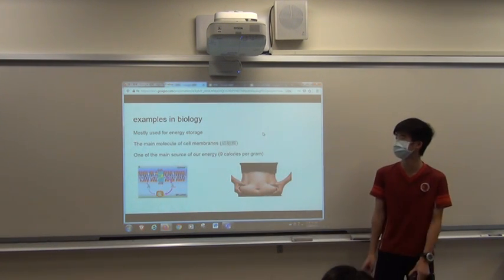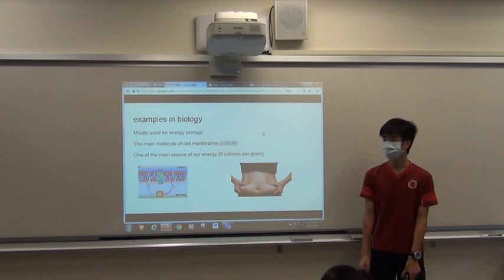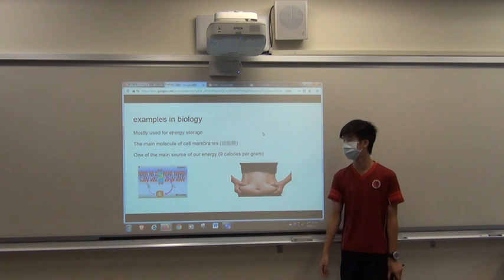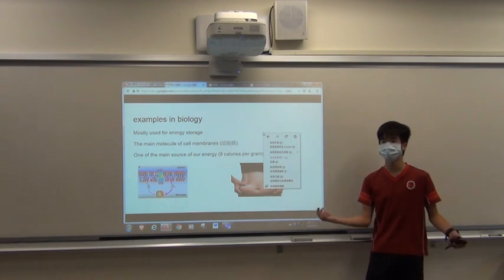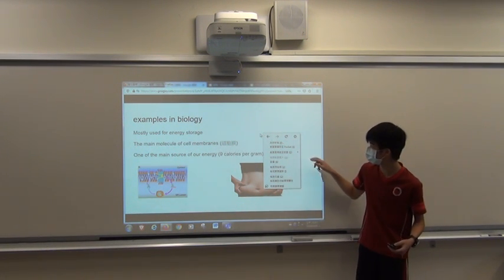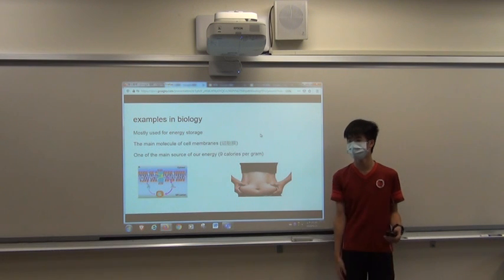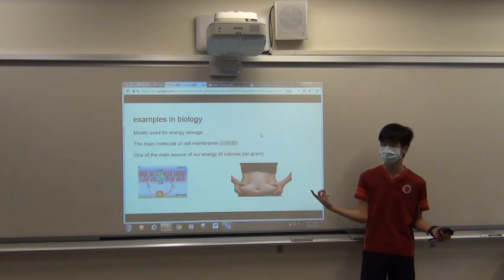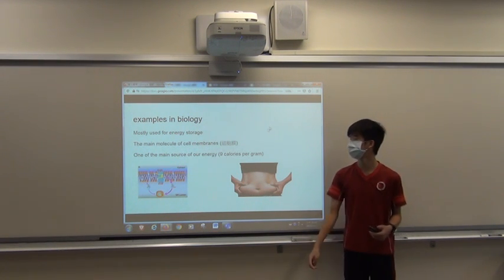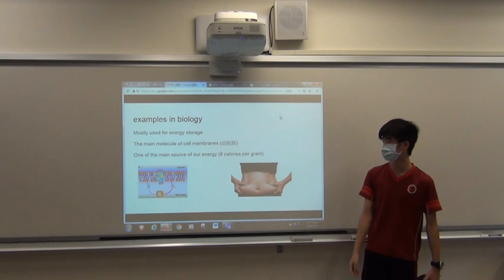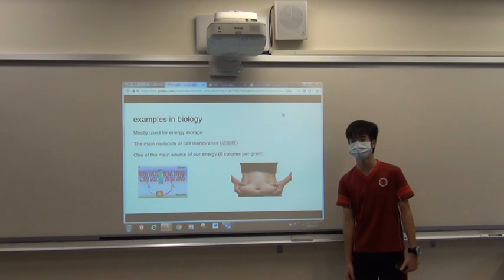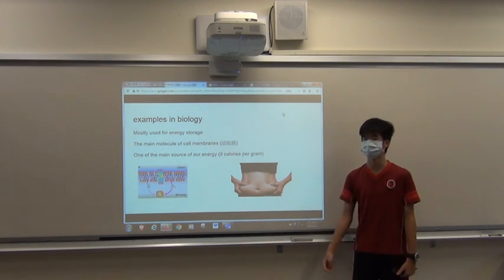So here are some examples that would be used in biology. In humans, it's mostly used for energy storage. For example, when someone is fat, you can see a lot of fat inside them, and those are also a kind of ester, which is solid. It's also the main molecule of cell membranes. You can ask me any questions for clarification if you don't understand a word.